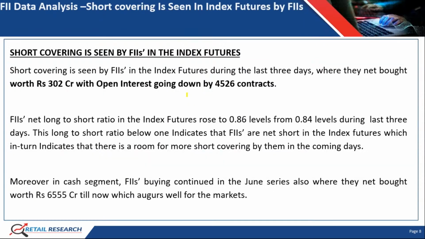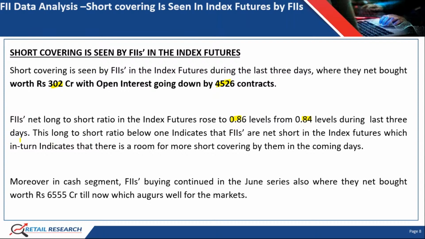Now coming to very important data, FIs. During the last 3 days, we have seen short covering by the FIs in the index futures, where they net got rupees 302 crore with their open interest going down by 4,500 contracts. FI's net long to short ratio in index futures rose to 0.86 from 0.84 during the last 3 days.